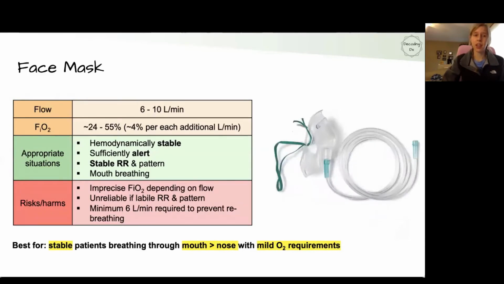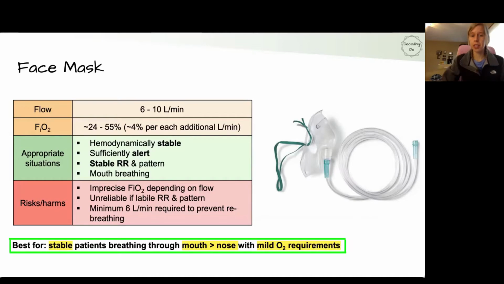A face mask, on the other hand, can give a little bit more oxygen, 6 to 10 liters per minute. And this might be a better option for patients that can't tolerate the nasal cannula or if they're mouth breathers. You'll have a lot of patients who will be mouth breathing while they're asleep, and then the nasal cannula may not be able to get good oxygen to them because they're pulling in most of their air through their mouth. So a face mask is good for stable patients that may be mouth breathing and just have mild oxygen requirements.